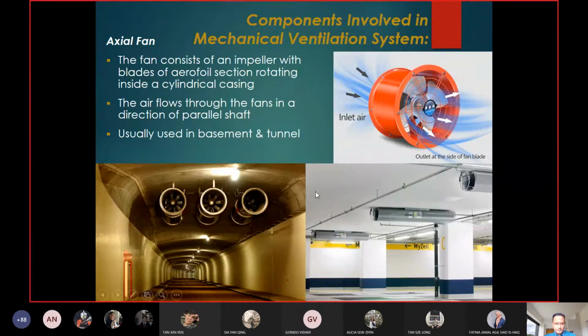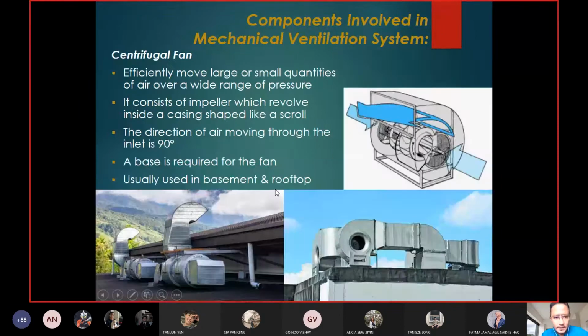You can normally find this axial fan in basements, such as basement car parks. I think even in Taylor's we have this kind of axial fan, or in tunnels. I think at the end of this lecture slides there's an example of this. Okay, the final one is a centrifugal fan.